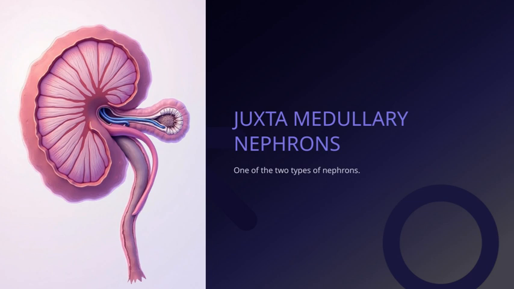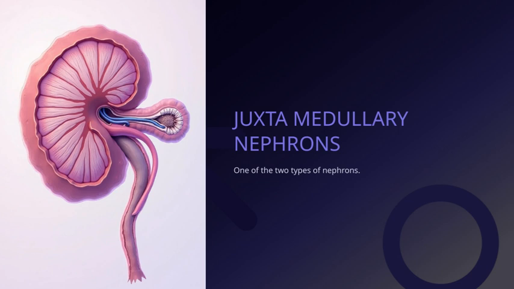These nephrons are particularly interesting because of their unique location and function within the kidney. They are situated closer to the medulla, which is the inner part of the kidney, and their long loops of Henle extend deep into the medulla itself. This anatomical feature is crucial because it allows them to play a significant role in concentrating urine.